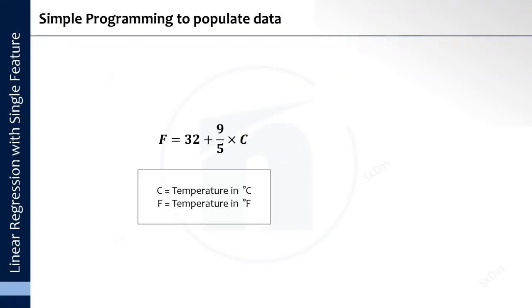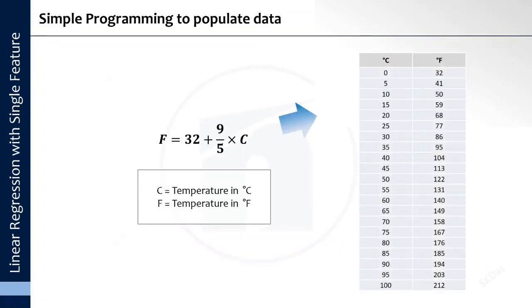To understand the intuition, let's see the formula. It's a very simple formula to convert the temperature from degree Celsius to degree Fahrenheit. Super simple. So if we just write a very simple program, we can populate the data as we can see in this picture.